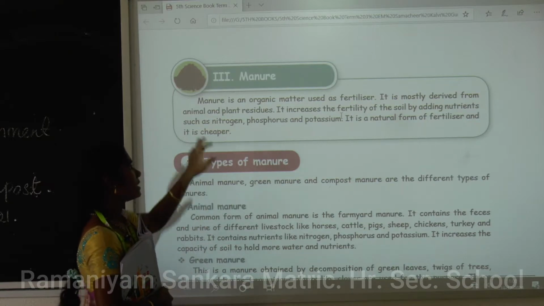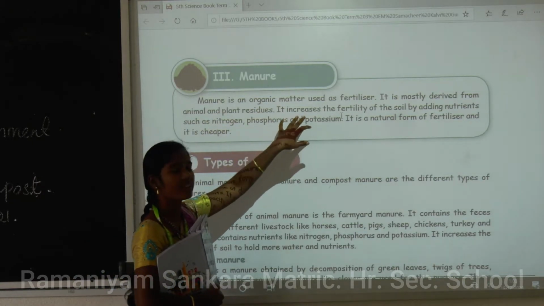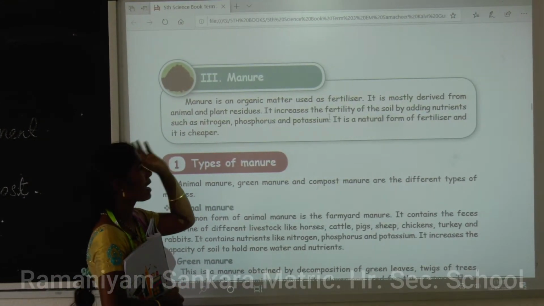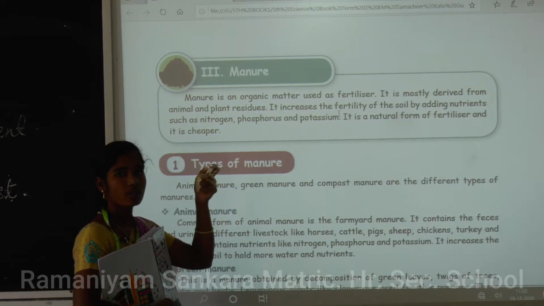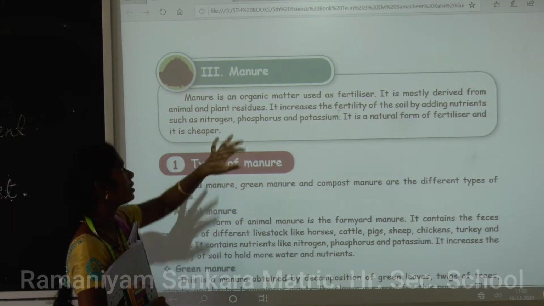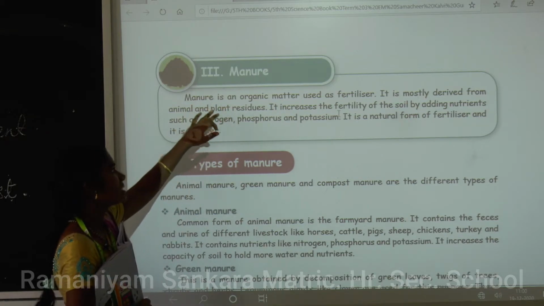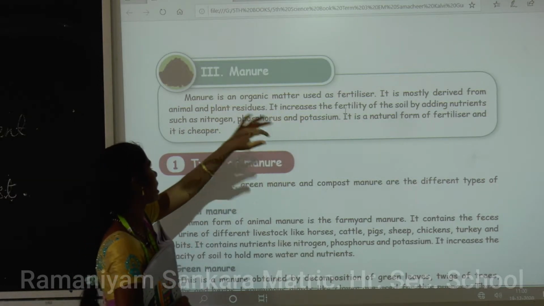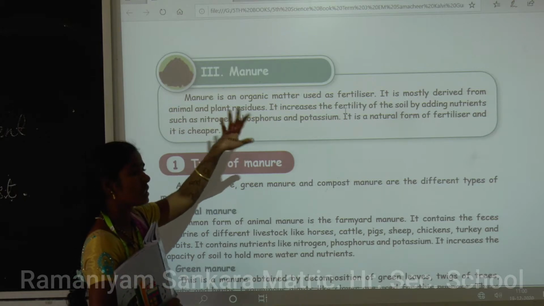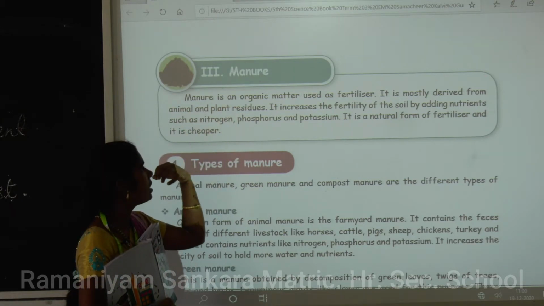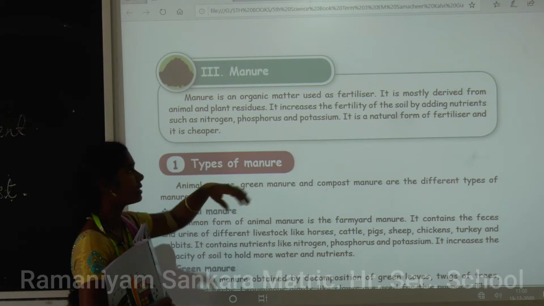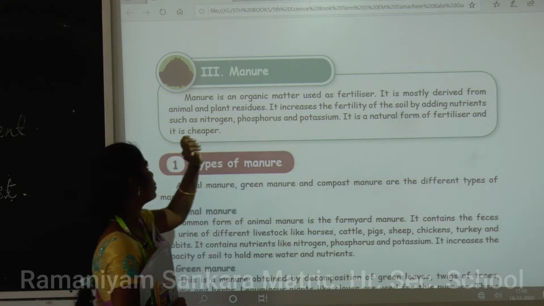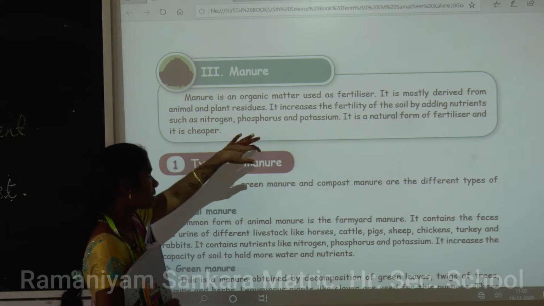Manure is an organic matter used as fertilizer. Manure is nothing but iyarkai uram. We are using this manure for crop production and for the growth of the plant. Manure is mostly derived from animal and plant residues. Residues mean waste. We are getting this manure from plant and animal waste. It increases the fertility of the soil by adding nutrients such as nitrogen, phosphorus and potassium.